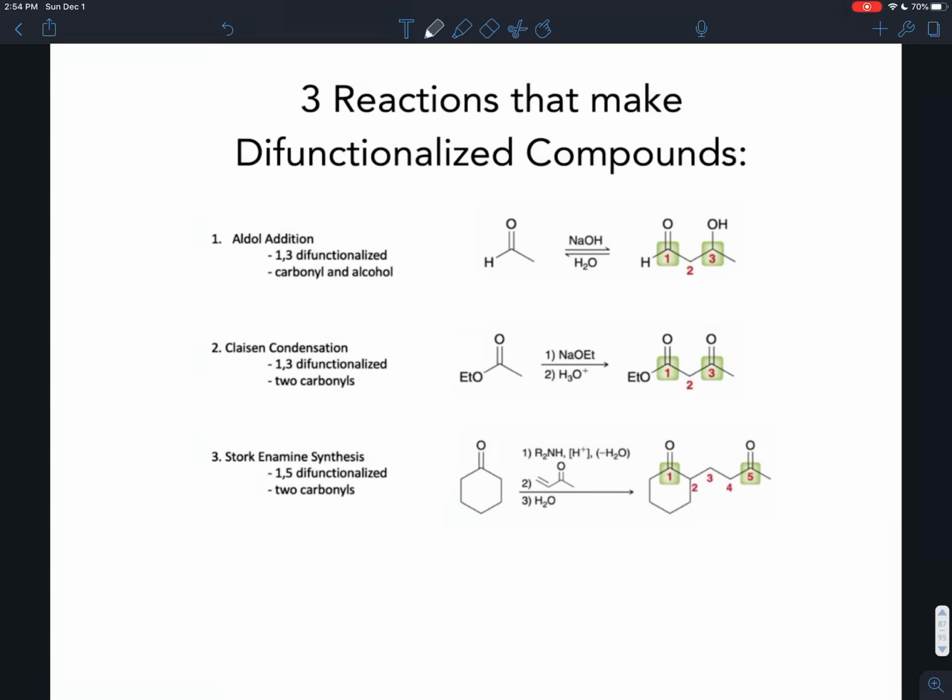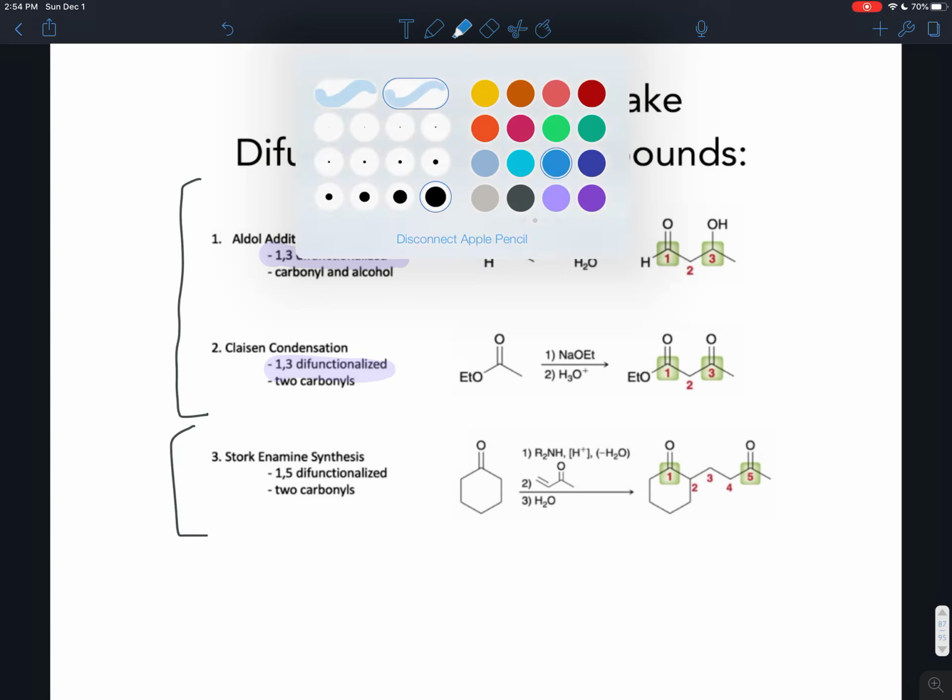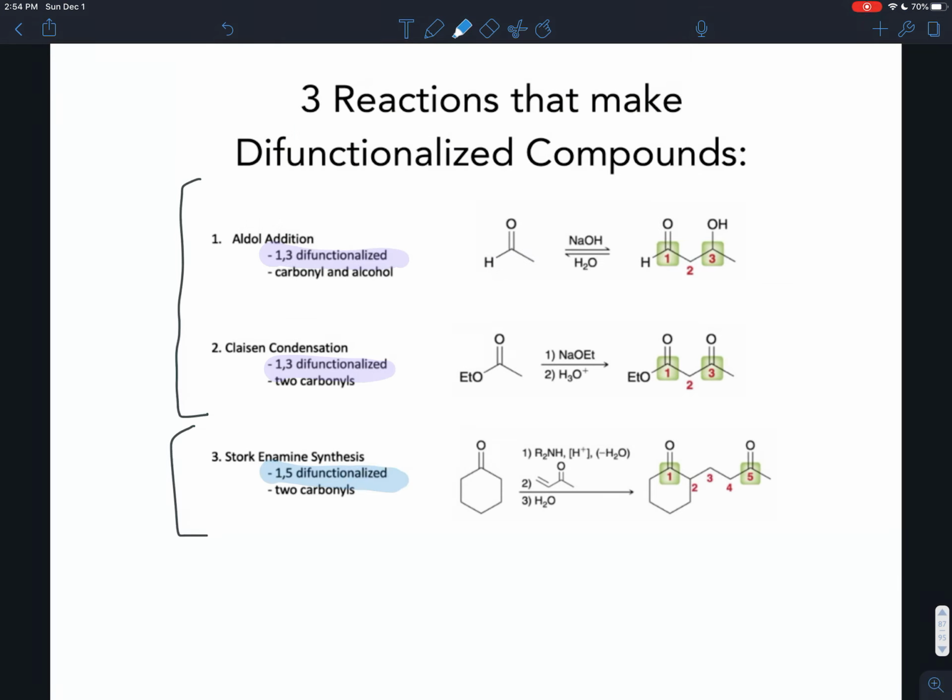So hopefully by now you know the reactions themselves, you know the recipes and what happens to them. Now you're just adding this connection in your mind, that if you see di-functionalized compounds, you're going to think of these three reactions. If the two functional groups are 1,3 to each other, then you'll think of the Aldol condensation or the Claisen condensation. If they're 1,5 to each other, then you'll think of the Stork Enamine synthesis. And to choose between the Aldol and Claisen, think about how many bonds to oxygen you have. If you just have one carbonyl, it's the Aldol. If you have two carbonyls, it's the Claisen.